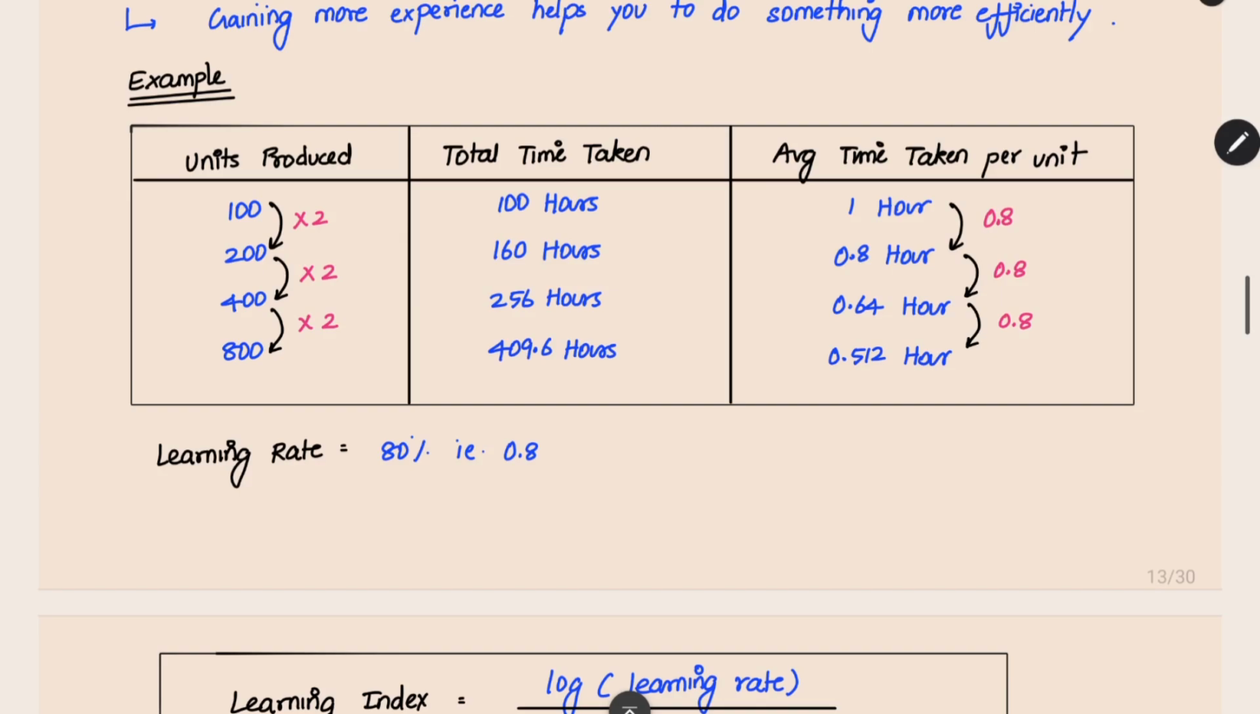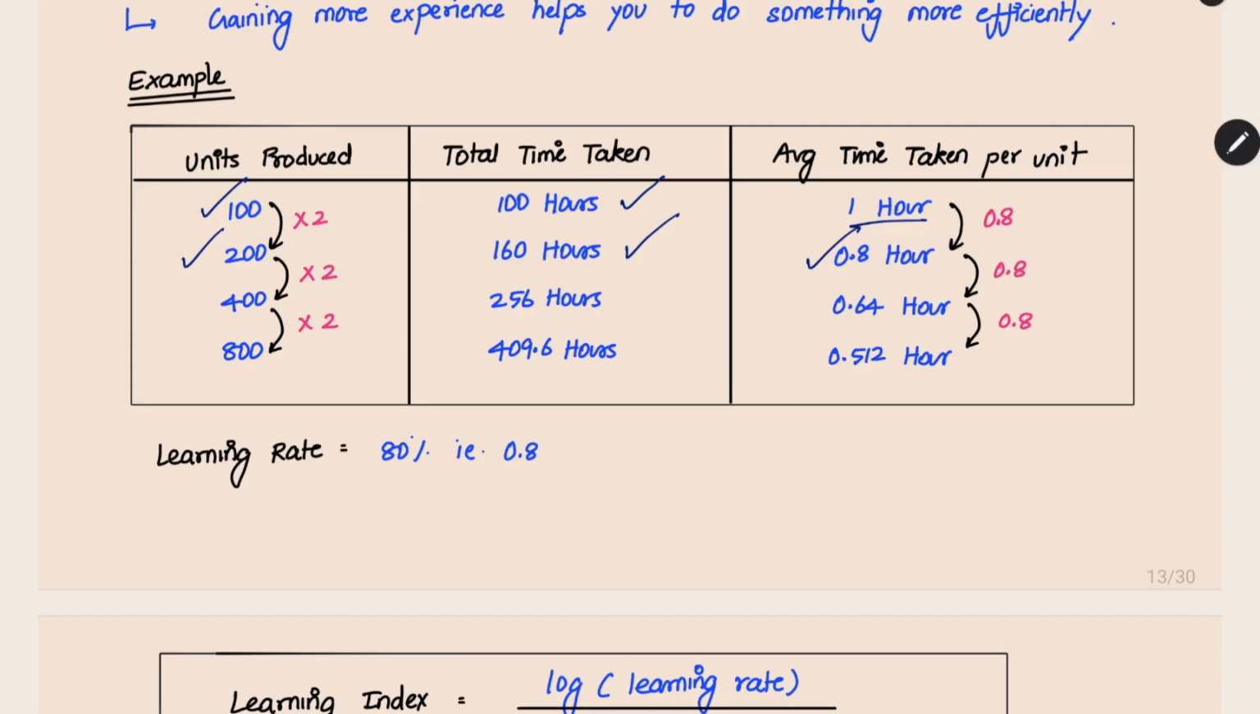For example, you are producing a product. You are producing different batches of it continuously. As you move towards more batches, you will gain more experience. If you gain more experience, you will be able to manufacture the products within a shorter period of time. For example, when you produce 100 units, the total time taken is 100 hours. The average time is 1 hour per unit. But when you do 200 units, the total time taken will be reduced to 160. The average time taken will be reduced to 0.8. This is the logic here.